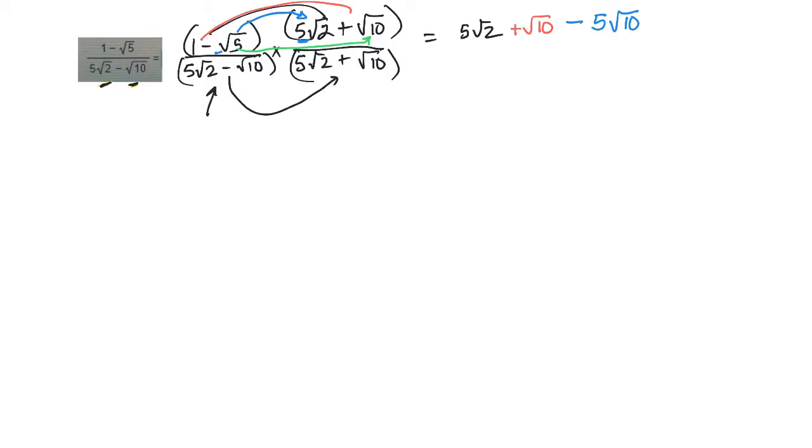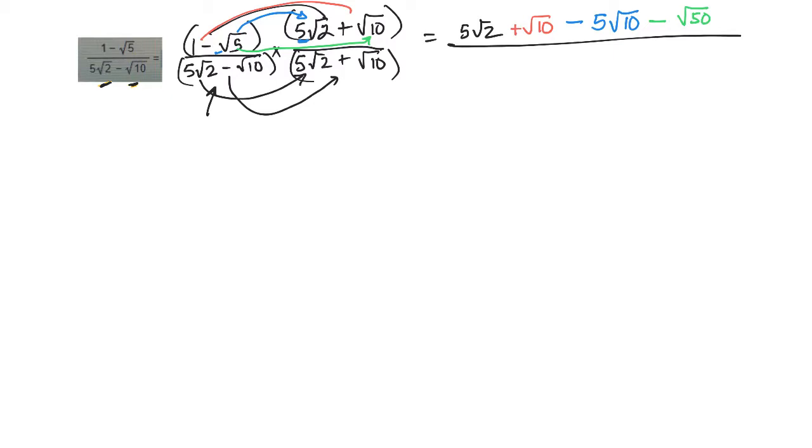Okay, and then the last one is this one times that one. So the sign will be a minus. Numbers, they're both 1, so that'd be 1. Root 5 times root 10 would be root 50. Yeah, good. Okay, over, let's do the bottom.